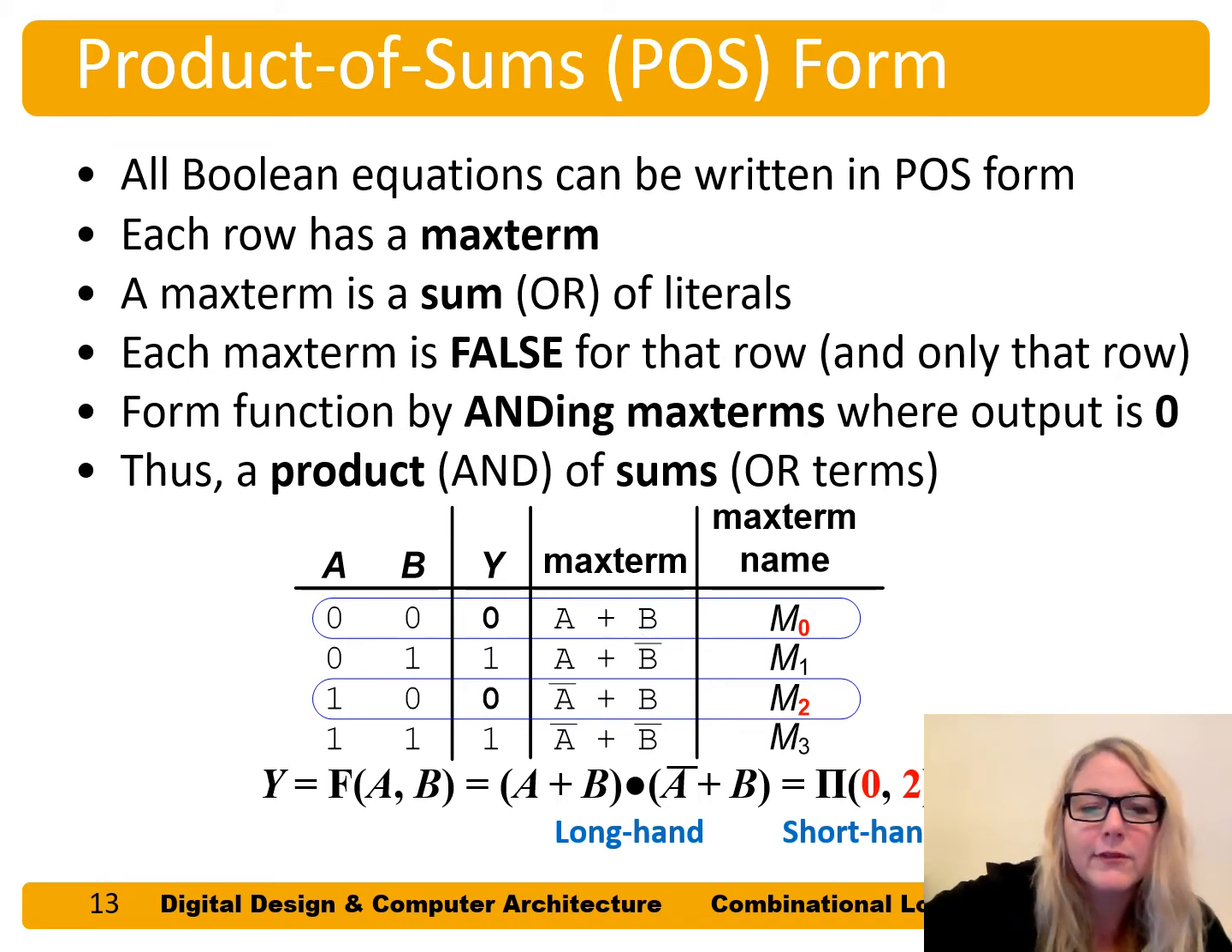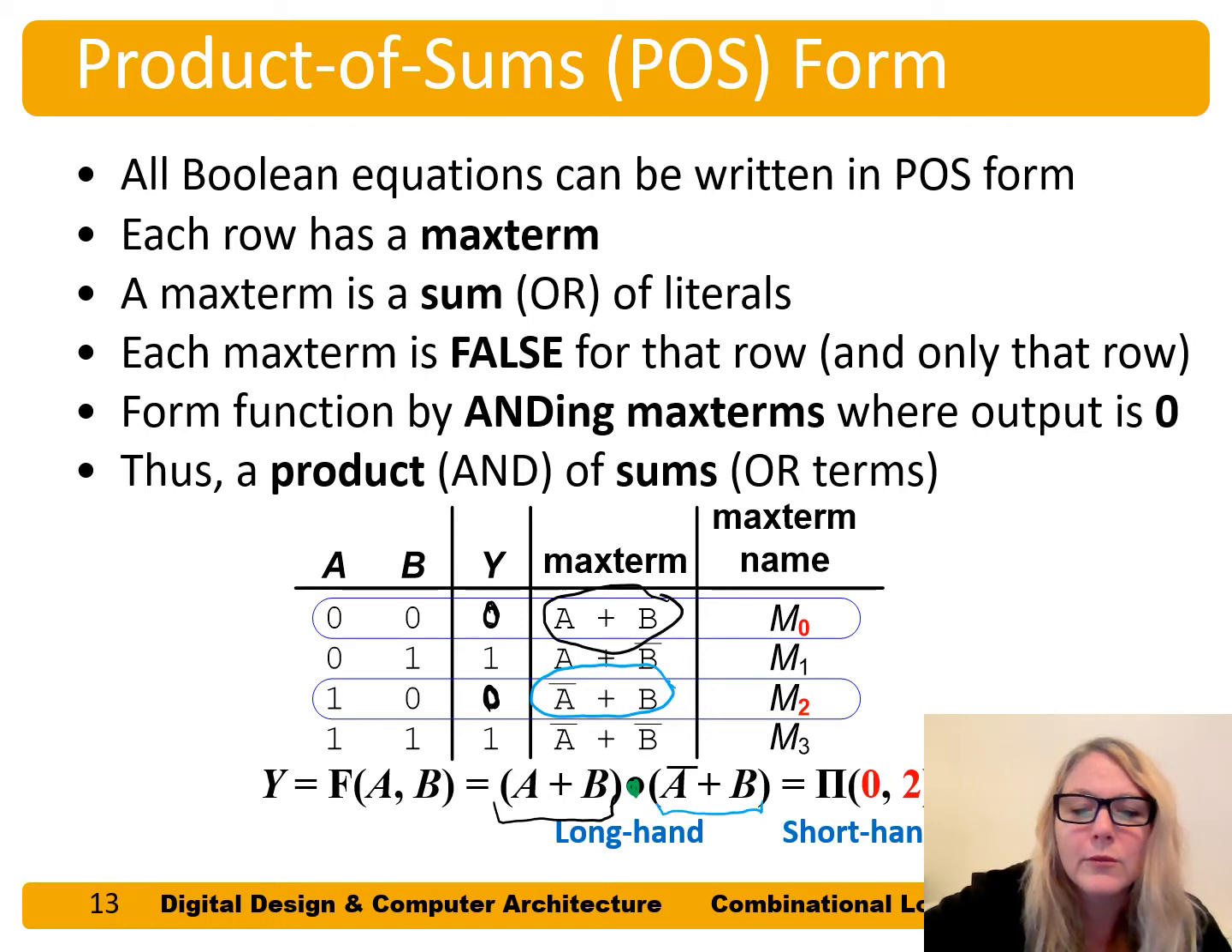And so if we have some other function here, zeros, that we want to use. Remember, in this case, we are forcing the zeros. So we're going to force the output to 0 for these given inputs. And so in this case, we'd have A or B and this other 0, A bar or B.